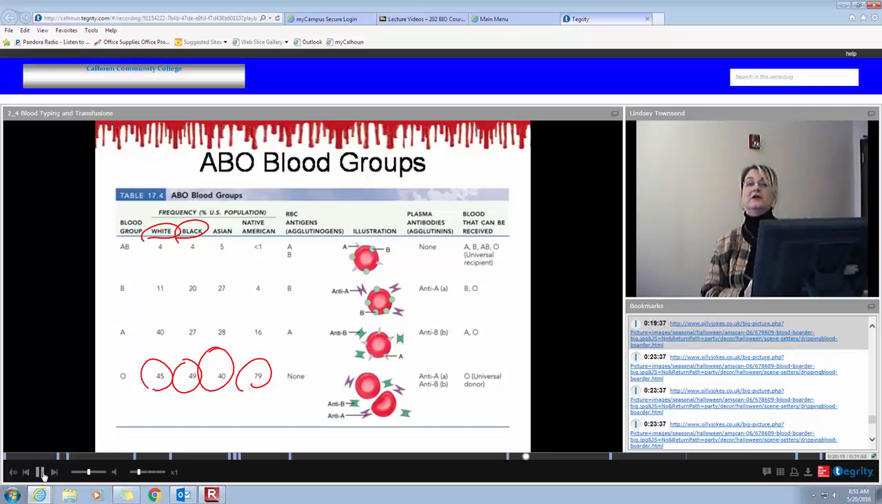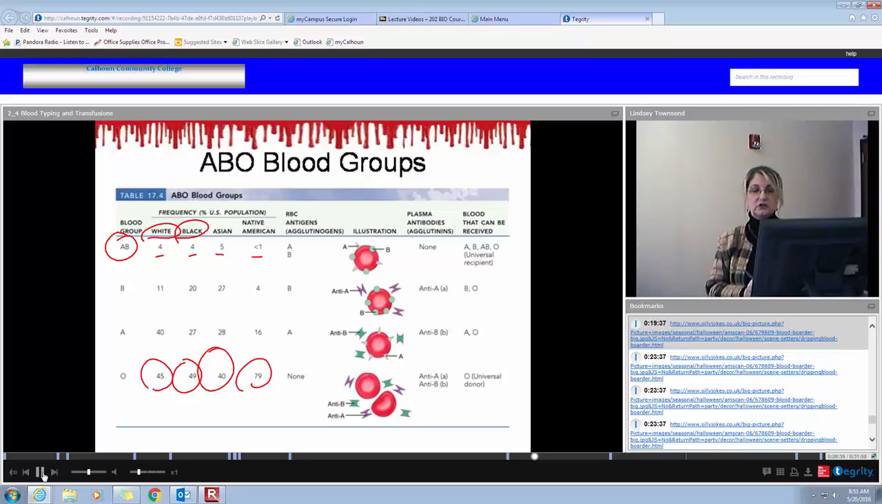So, what's the most common? Exactly, type O. And what do you see is the least common blood type? 4, 4, 5, and less than 1. That would be AB. So AB is the least common blood type, and type O is the most common.